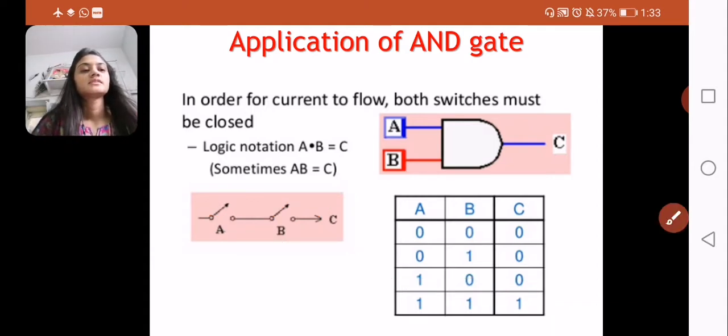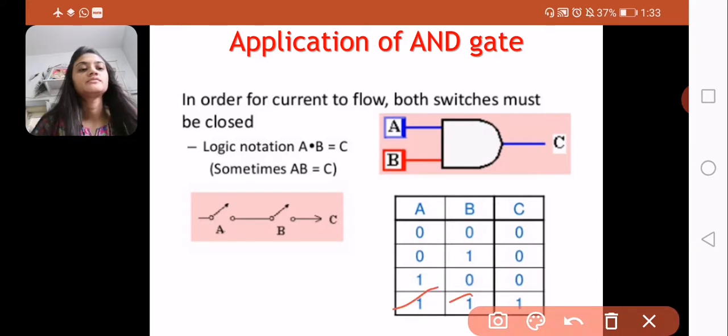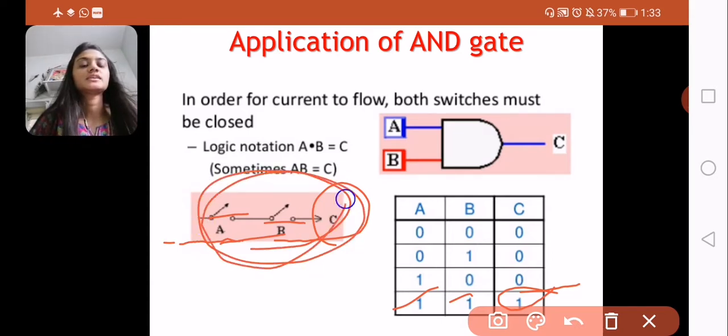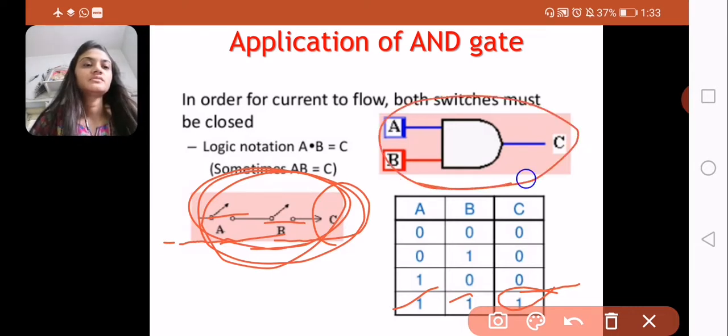Fourth case, A and B are at logic 1, that means closed. Now in this case, current will flow through both A and B, and it will reach up to C. That means we will get some output. Here it is mentioned logic 1, but you have to consider that some output is there. So whenever you are building an application of AND gate, you have to connect both the diodes in series, then you can find out the AND gate.